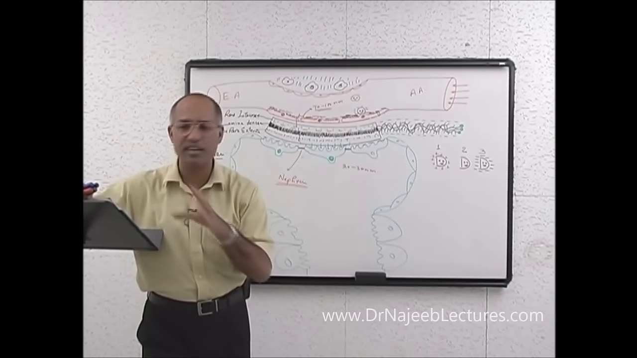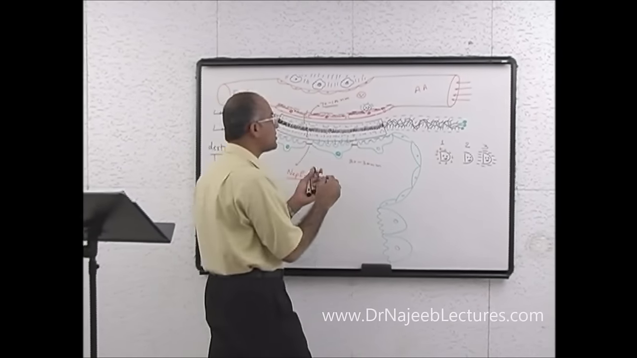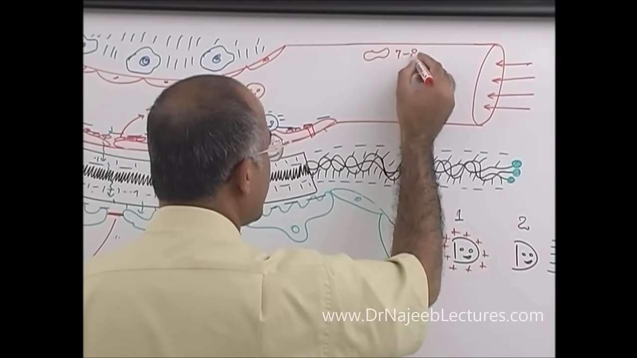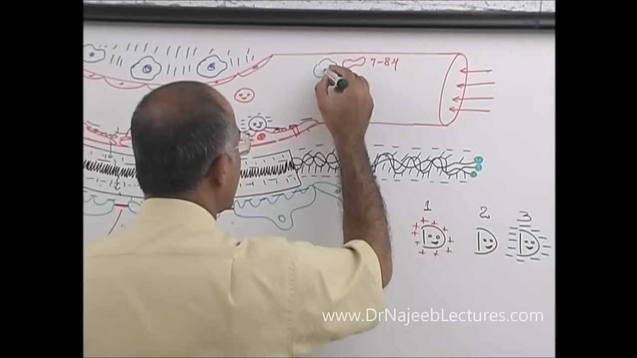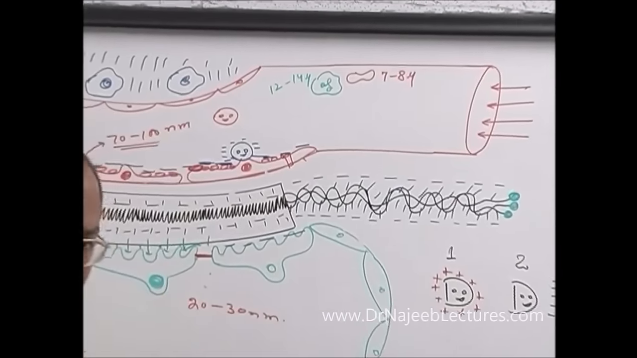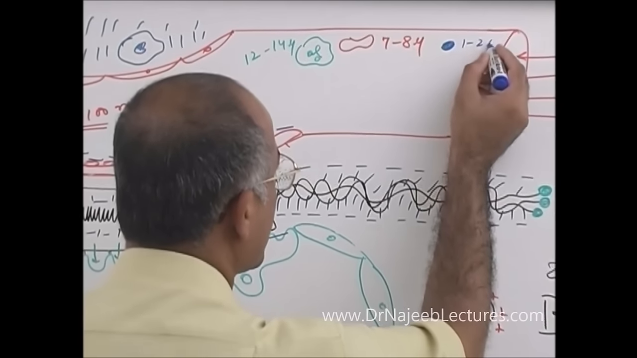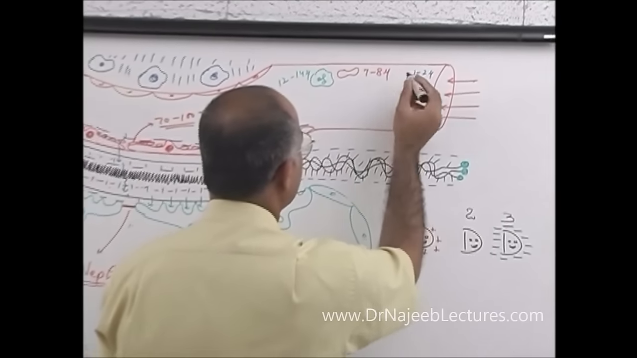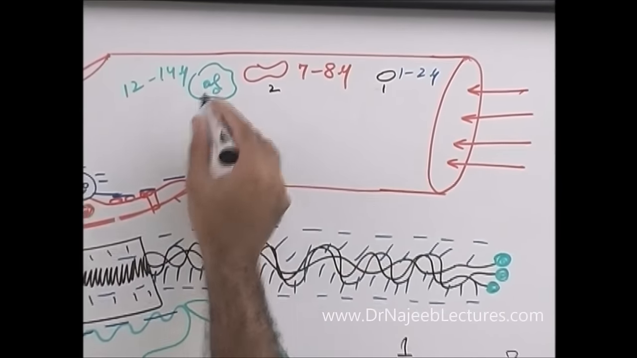Now let me give you a very classical example which you have to remember. There are RBCs, WBCs and platelets present over here. RBCs are very large. What is the size of RBCs? 7 to 8 micron. What is the size of an average WBC? It is 12 to 14 micron. And what is the size of a platelet? 1 to 2 micron. All these platelets, RBCs and WBCs.